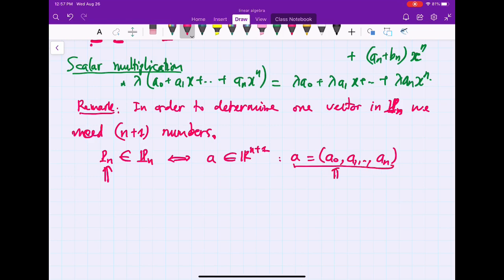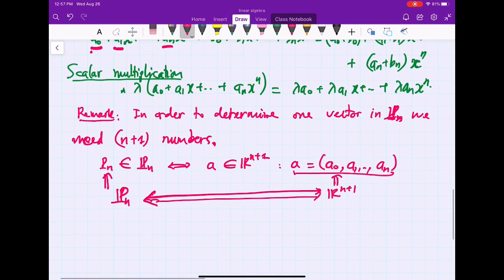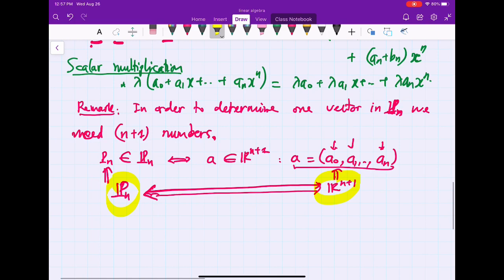Does that make sense? So you can see some relation between Pn and R^(n+1). If I give you one polynomial, you just collect all coefficients and you get a vector in R^(n+1). And if I give you a vector in R^(n+1), you may use those numbers as coefficients for a polynomial in Pn. So we have a feeling that actually these two vector spaces are the same. Is that correct?